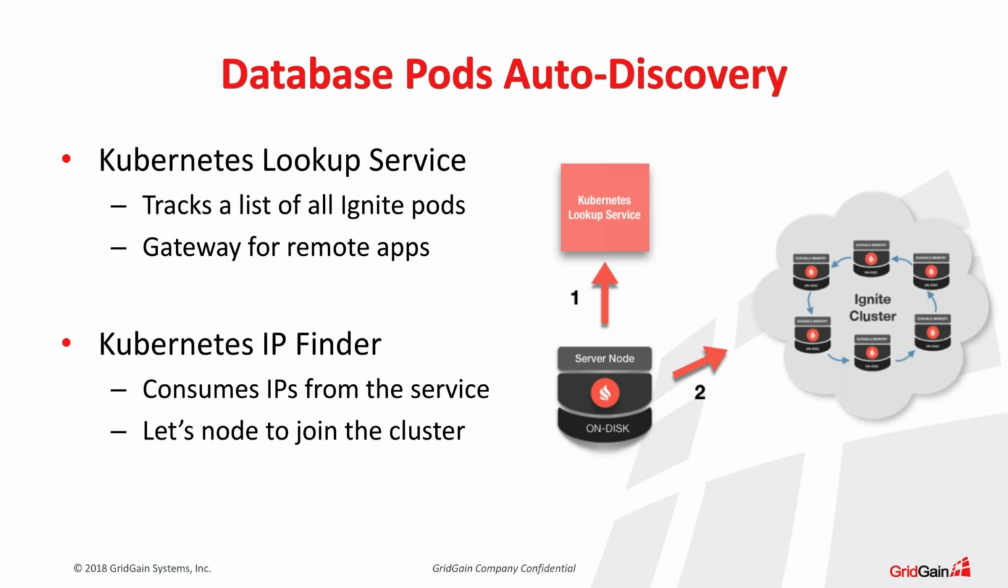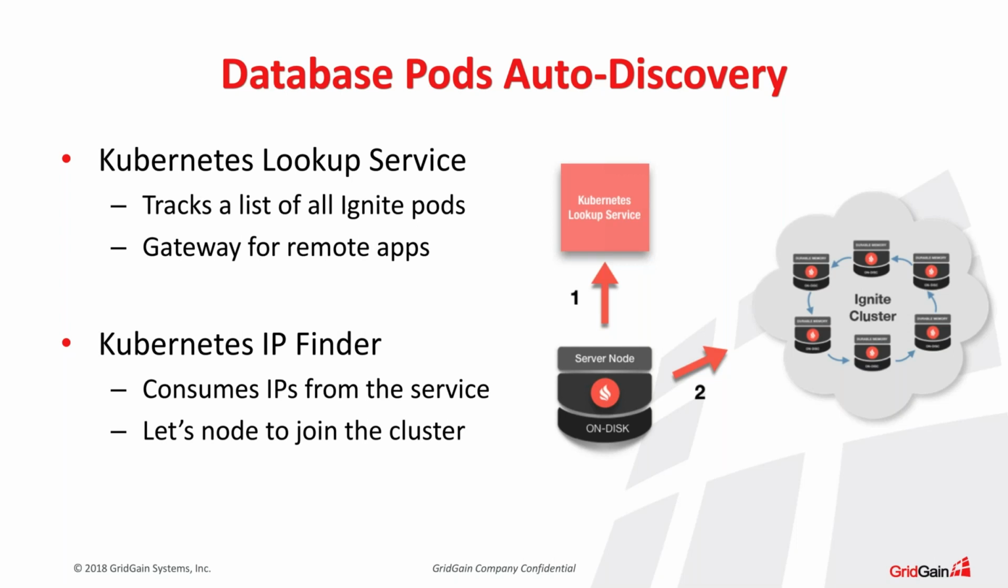For instance, in Ignite, we tapped into that capability. All the Ignite pods that are started within Kubernetes have a special label, such as Ignite. And then we start a special Ignite Kubernetes service that keeps an eye on all the Ignite pods. And as a result, that service knows the IP addresses of all the pods that are alive.